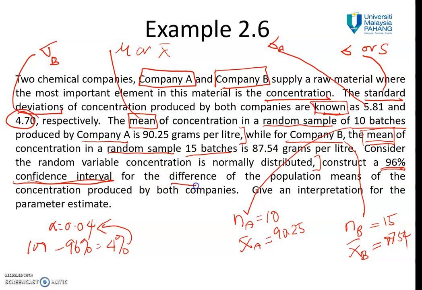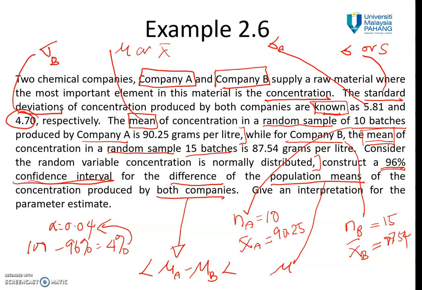For the difference of the population means: population mean is mu. Difference means maybe mu A minus mu B or mu B minus mu A of the concentration produced by both companies. Here they didn't mention which one comes first, so you can have mu A minus mu B. And then they ask you to find the confidence interval, that means you need to find the lower value and the upper value. Then, give an interpretation for the parameter estimate.